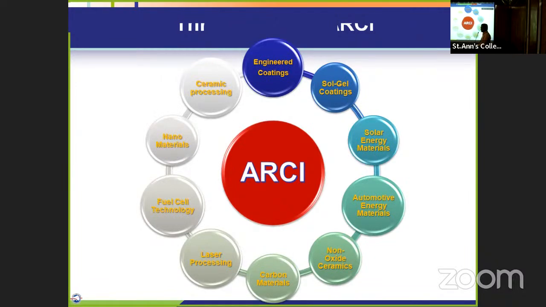We have nanomaterials, which is focusing on production of nanomaterial in bulk, in kilograms and all. And they focus on various nanomaterials for different applications. And we have a center for ceramic processing. So basically low expansion glass and other ceramics they are working on. So these are all the overview of ARCI.